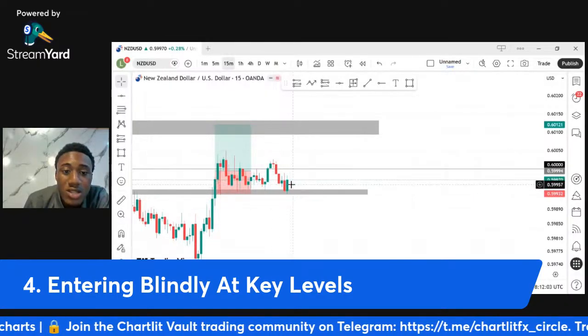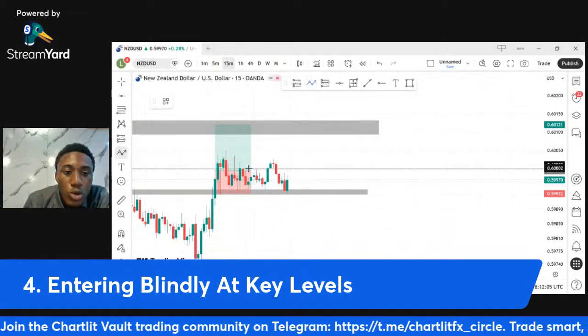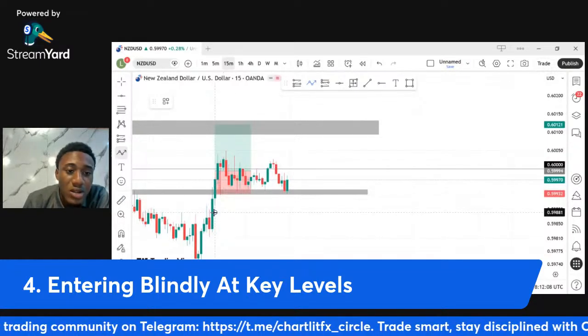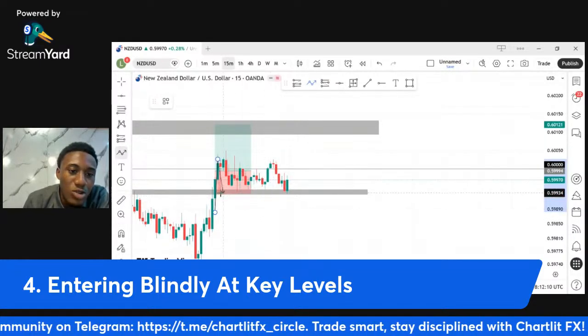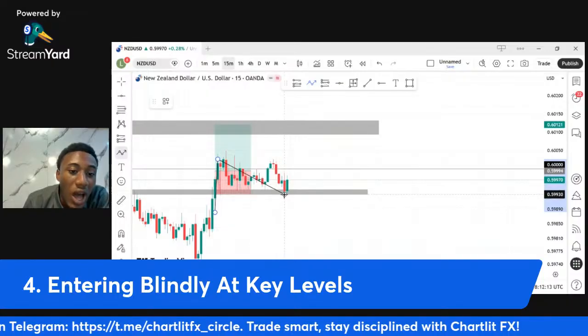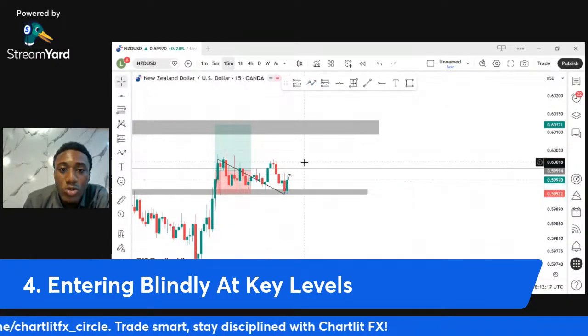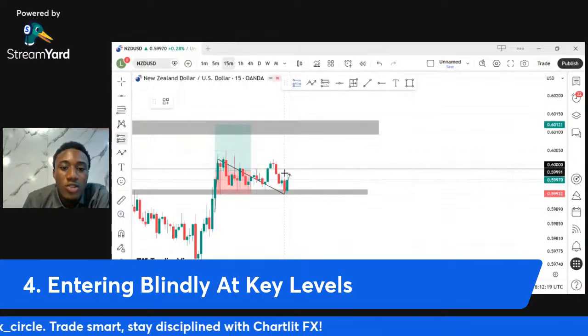And now you can see price retested it. Like I said, this is the break and retest. You don't want to get in on the break. You want to get in on the retest. When it touches here, it gives you a confirmation that it's going to be going up. So currently, you're not entering blindly.